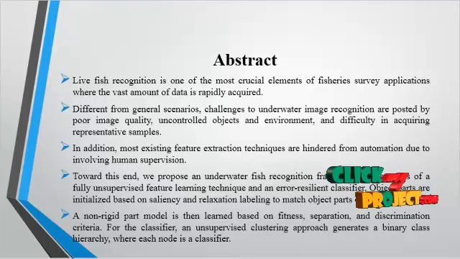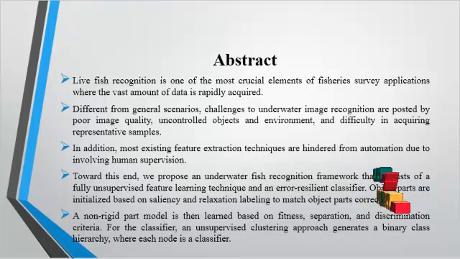In addition, most existing feature extraction techniques are hindered by annotations due to the involved human supervision. Here we use efficient feature extraction as well as segmentation, and also classification to recognize the fish. Towards this end, we propose an underwater fish recognition framework that consists of a fully supervised feature learning technique and an error resilient classifier. So, as already discussed, we are using an efficient classifier to classify the fish image.